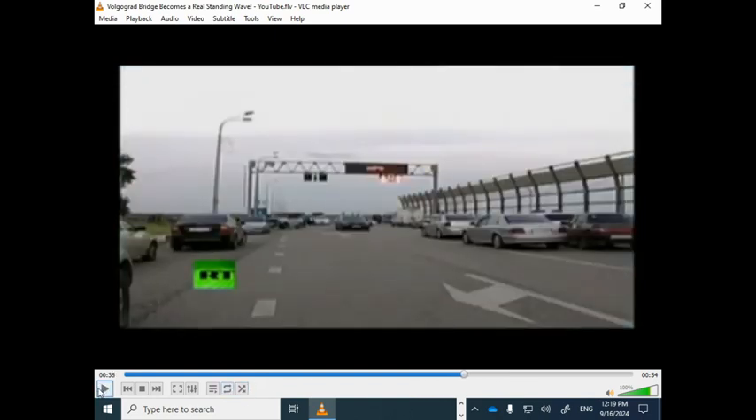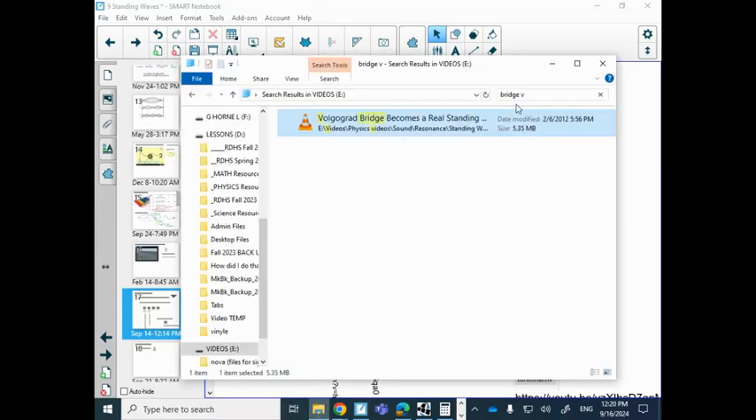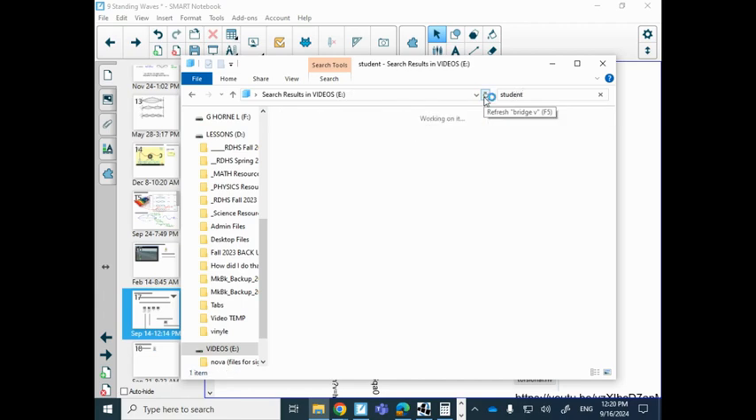So very strange. Traffic stopped, like, not safe to go on the bridge right now because it's acting like a standing wave for some reason. So you're getting a standing wave pattern. And we also saw this before too with the students on the bridge. So I'll go back to those videos because we know the words now.